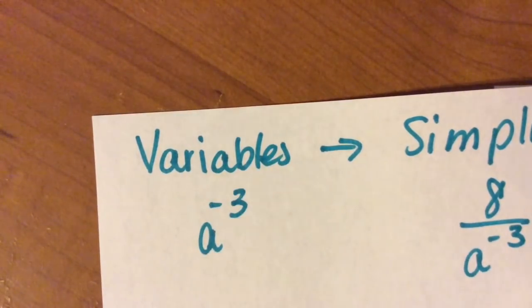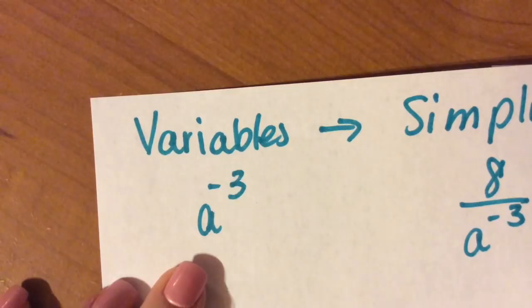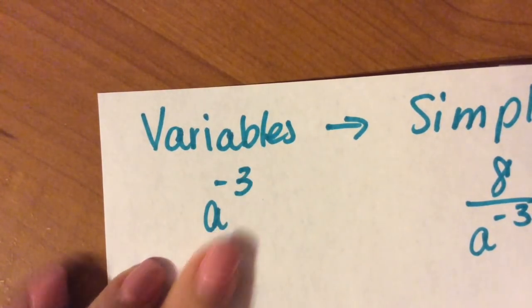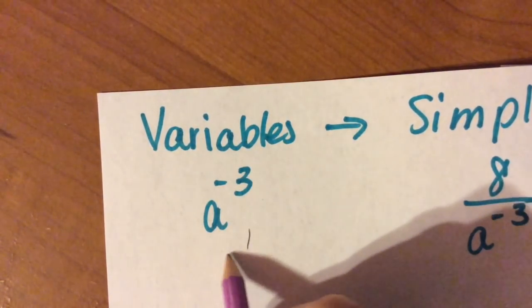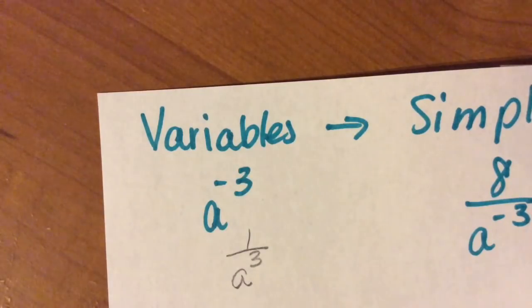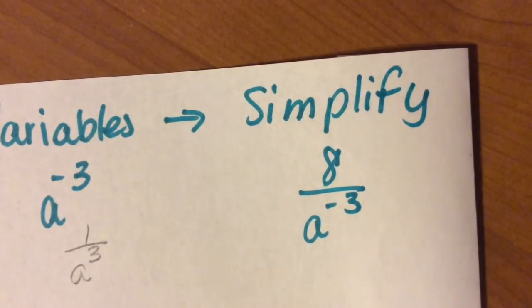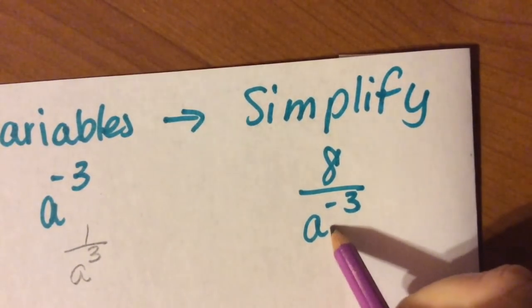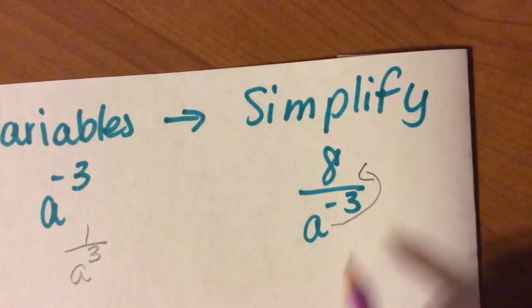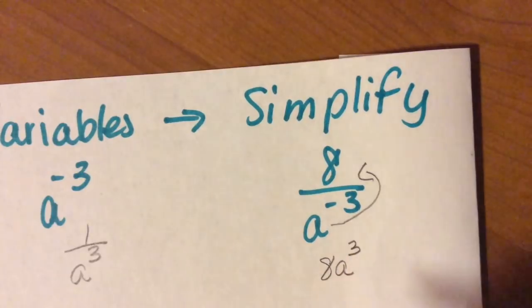Now doing the same thing, we can do that with variables. So in this case, we have a to the negative 3rd power. So this would still go over 1 and put a to the 3rd. There's no more simplifying we can do there, so leave that alone. And here, like we did on the other page, these would move up. There's nothing to combine it with, so it becomes 8a to the 3rd power.